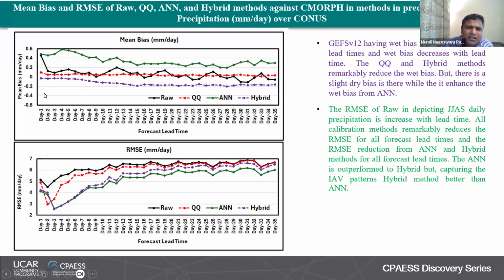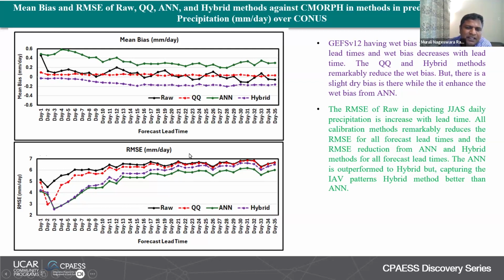This is the case of the overall skill, the overall mean bias from day 1 to day 35. You can see that for most of the lead times there is overestimation. Sometimes a cold dry bias is also there, but when we applied the deep learning method, the bias is enhanced more. After the quantile mapping method and hybrid method, the error is less. But with the hybrid method, a slight underestimation is there.